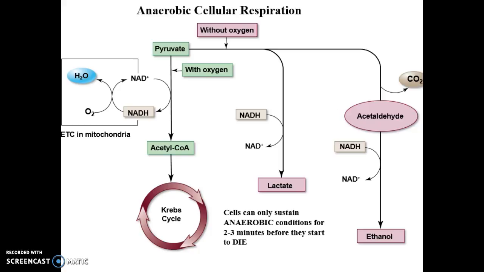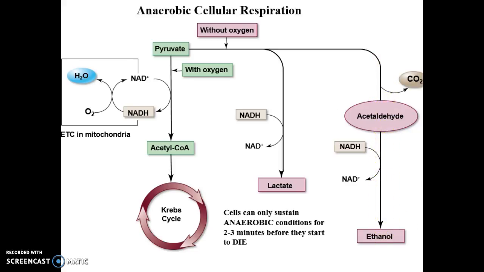So multicellular organisms, humans, other animals, in general, the muscle tissue goes through this pathway if it goes down the anaerobic process. Now, there are single-celled organisms out there, bacteria and yeast, all sorts of different things that can do anaerobic, but they go down this pathway here.